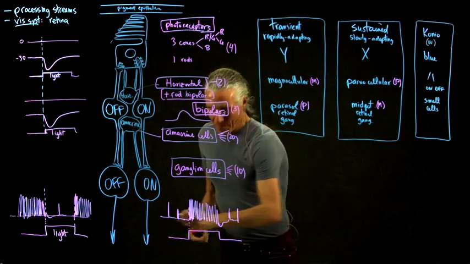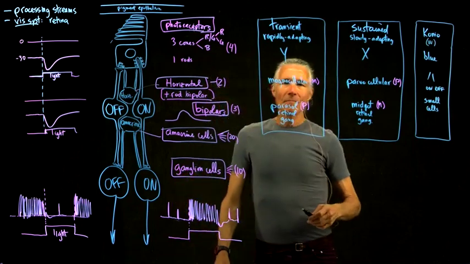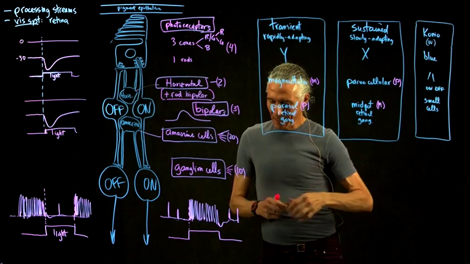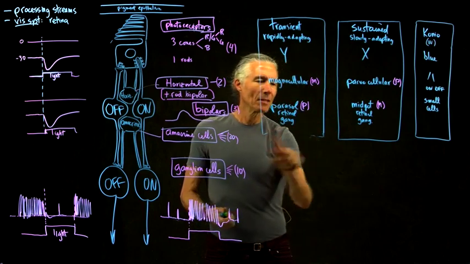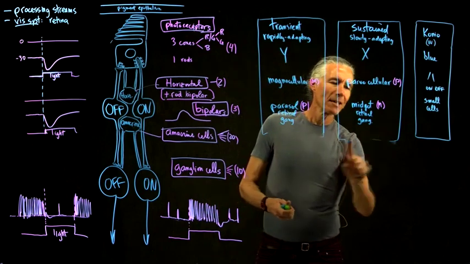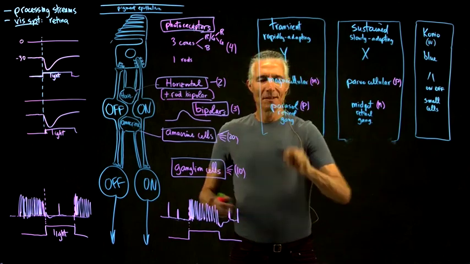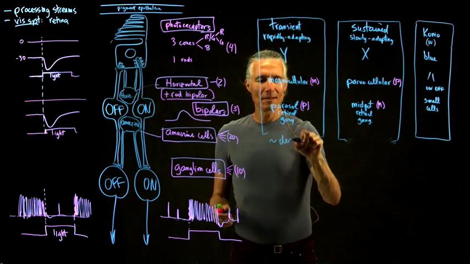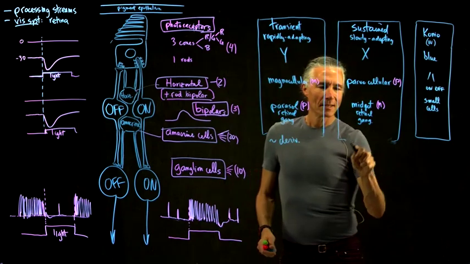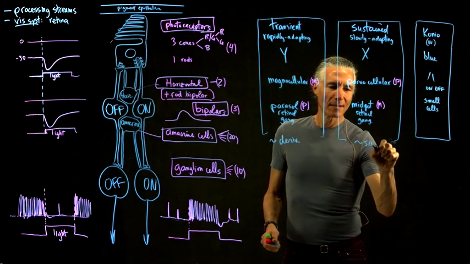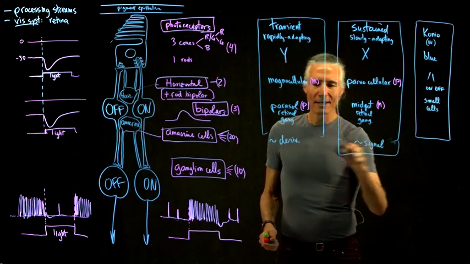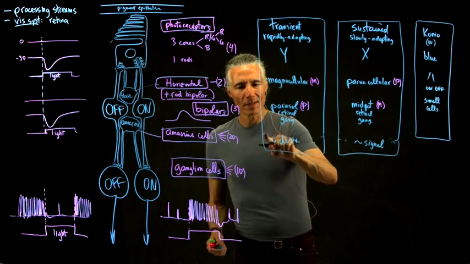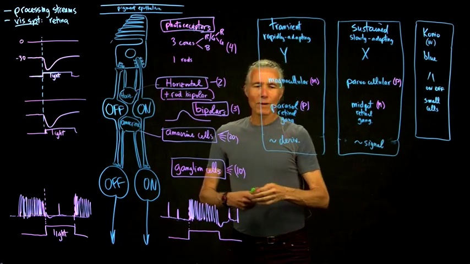So what's going on here is basically, these guys more or less give you the derivative of the signal. So this is more or less derivative, and this is more or less signal. And I say more or less because, in fact, both types have both kinds of things in them. It's just a matter of what they're emphasizing. So what do we mean by that?